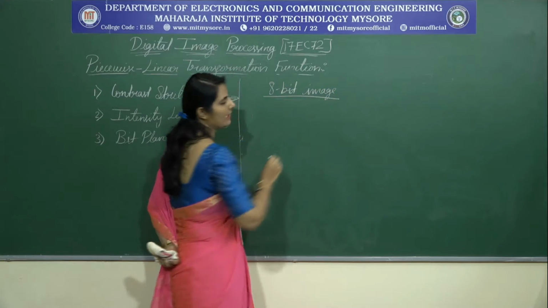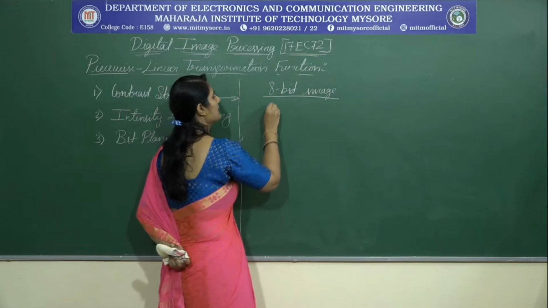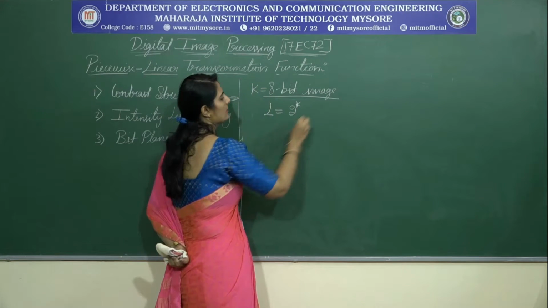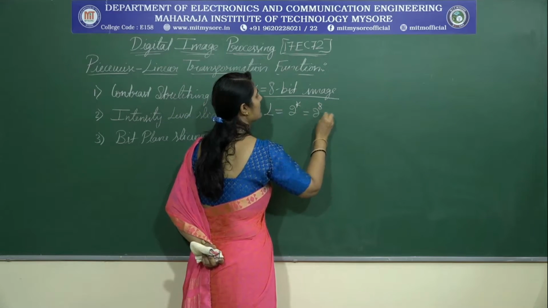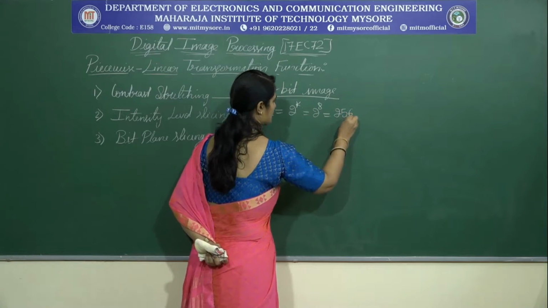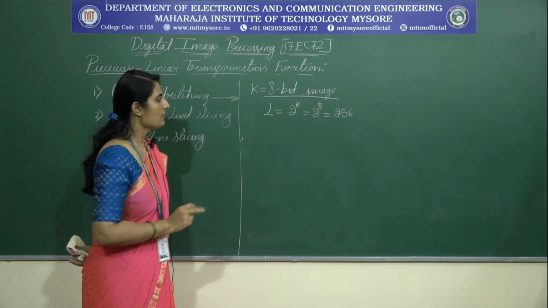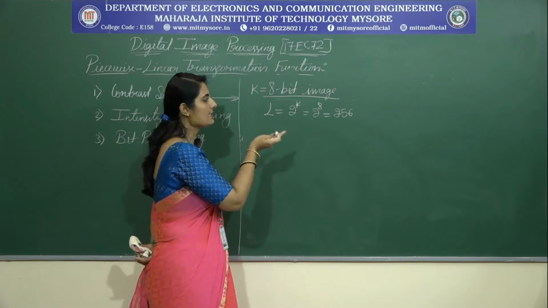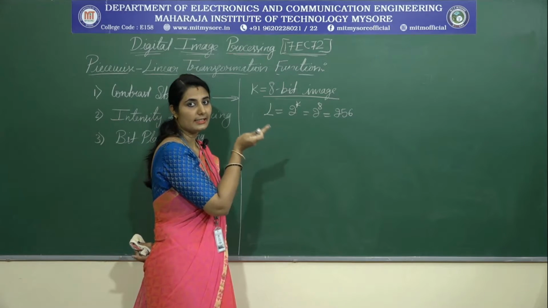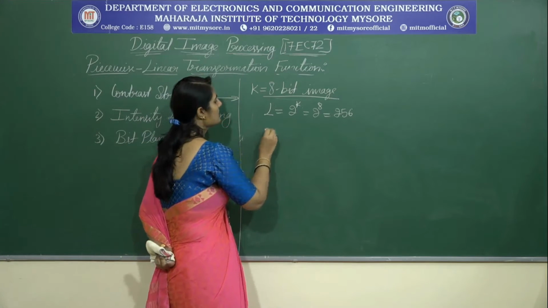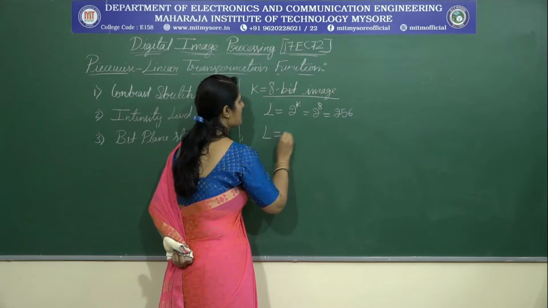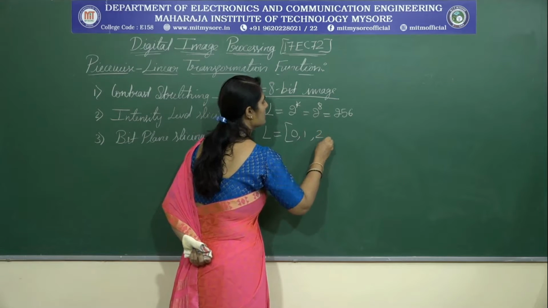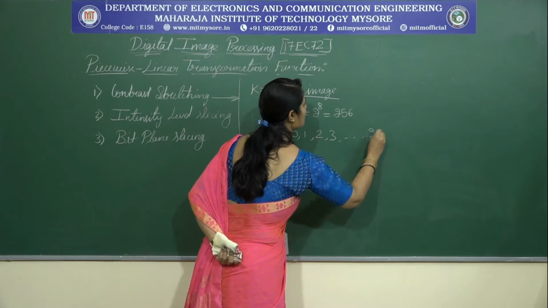We know that an image will have 2 power k intensity levels. Here k is equal to 8, therefore 2 power 8 is equal to 256. So this 8-bit image will have intensity levels ranging from 0 to 255. That is, it has 256 discrete intensity levels: 0, 1, 2, 3 up to 255.